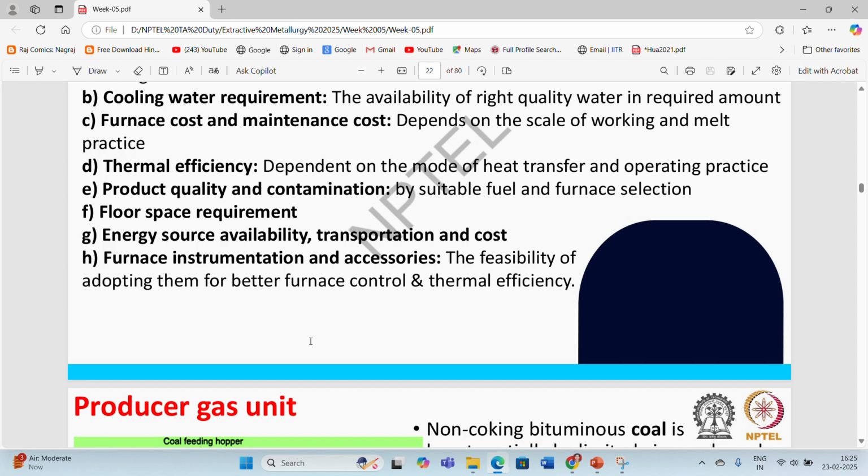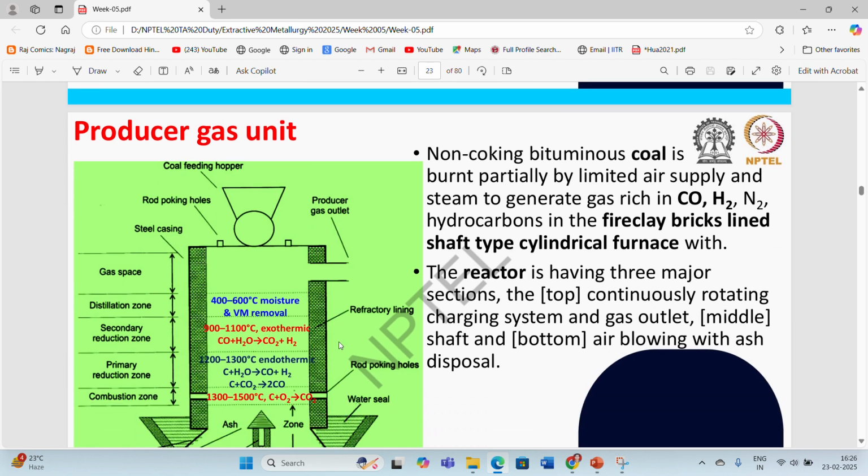If you are talking about a blast furnace, we need a lot of coke for running it, and how we are going to get that coke transported from somewhere else to the place where we are going to build that blast furnace, we have to keep in mind. Then furnace instrumentation and accessories: the feasibility of adopting them for better furnace control and thermal efficiency.